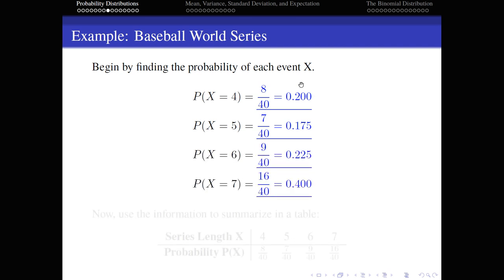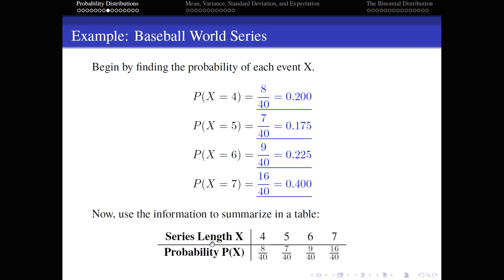Solving this out for the rest of these, we see that our different probabilities are 0.175, 0.225, 0.400, and now we can combine these in fraction or decimal format into the probability distribution. So this is the discrete probability distribution of the series length X.